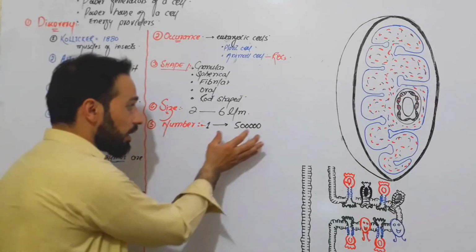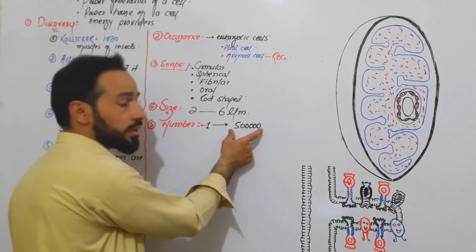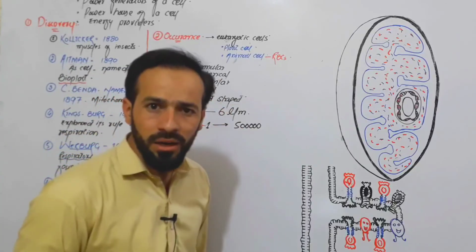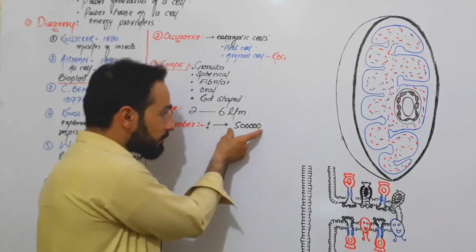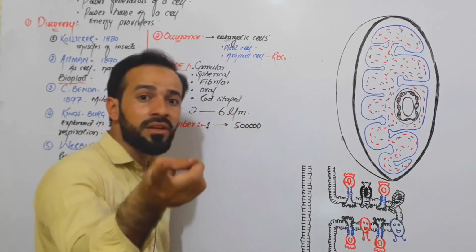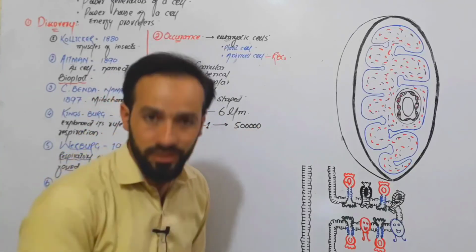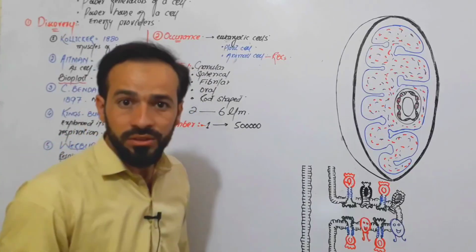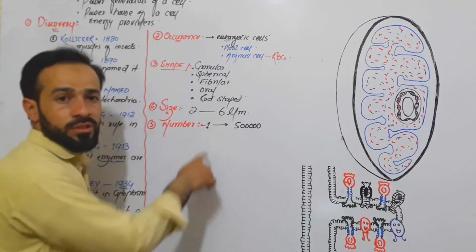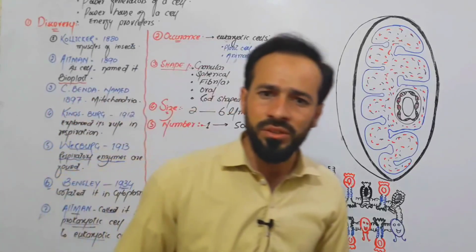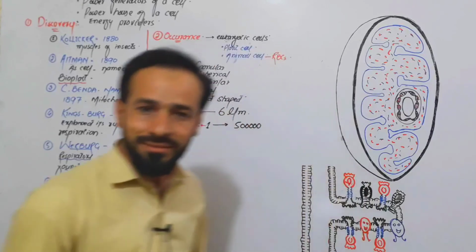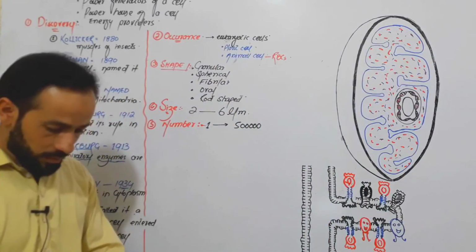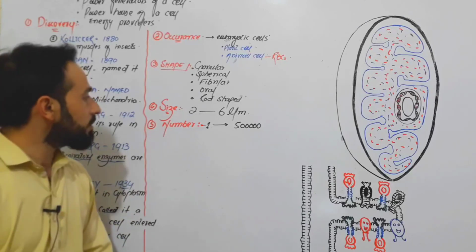Now look carefully. If one cell has this number of mitochondria, think about its energy demand. That cell which contains so many mitochondria must need more energy, so in order to provide that energy, there are more mitochondria, right? And this cell which has only one mitochondria must require less energy. So that's why there are fewer mitochondria in that cell, right? Okay, so this is about its number.